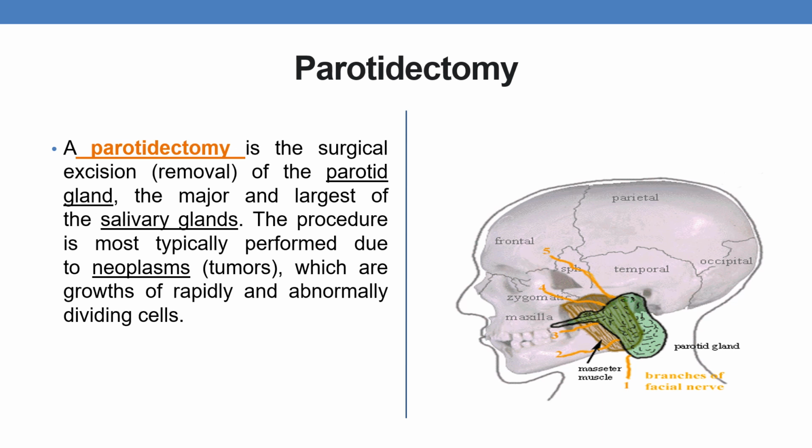First of all, let us see what is parotidectomy. Parotid means related to the parotid gland. Ectomy means surgical removal. A parotidectomy is surgical excision or removal of the parotid gland. It is the major and the largest salivary gland. The procedure is typically performed due to neoplasms or tumors, which are growths of rapidly and abnormally dividing cells. Neoplasm is nothing but abnormally dividing cells. Here you can see the location of the parotid gland. There are two parotid glands. This is the masseter muscle and this is the parotid gland.